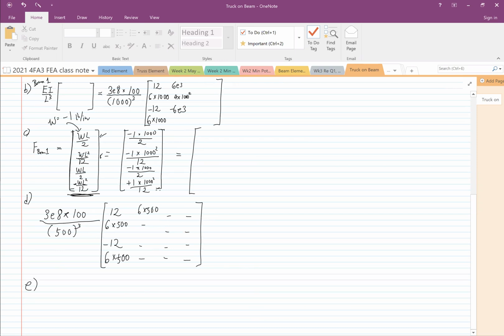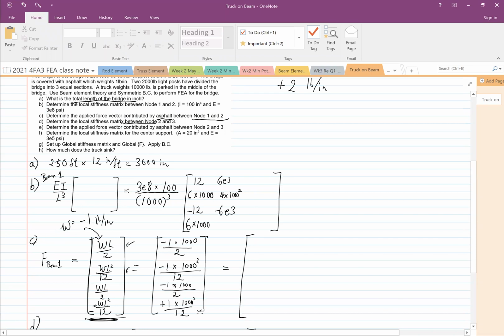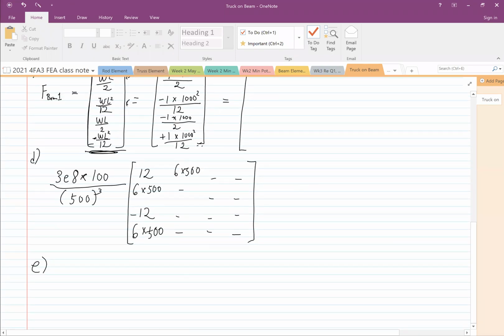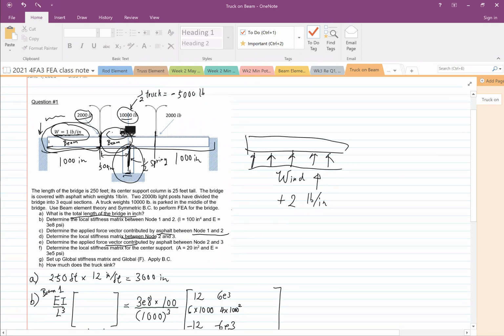Then we have E. Determine the applied force by the axial load between nodes 2 and 3. By the way, guys, this question has a lot of babysitting. It tells you step by step how you do it. You study it as a guideline. That's how you approach an FEA problem. Very often you don't have that.